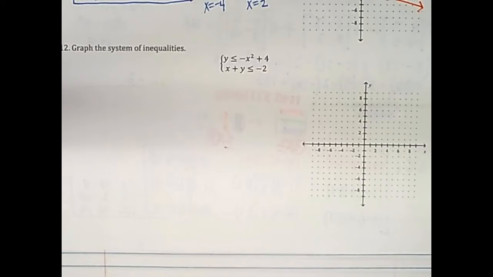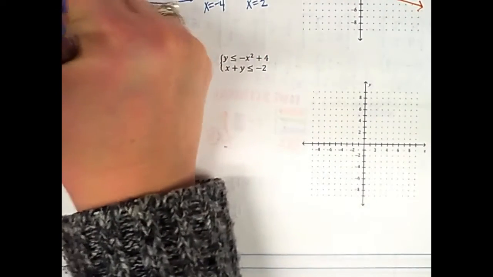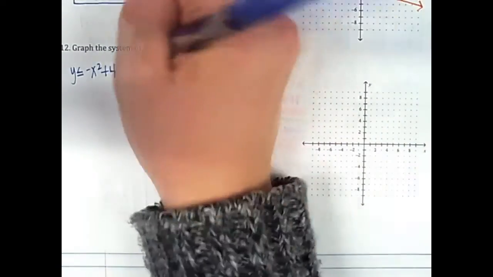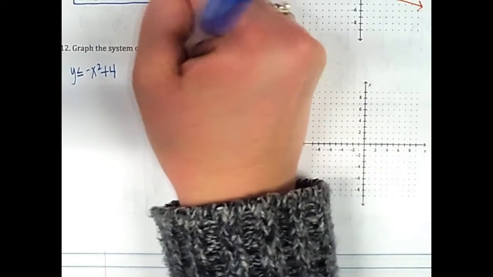Okay, welcome back to the Chapter 11 study guide for Algebra 2 Trig Honors. We are starting on number 12. Number 12 is graphing the system of inequalities. The first one we have is y is less than negative x squared plus 4. And then we have x plus y is less than or equal to negative 2.